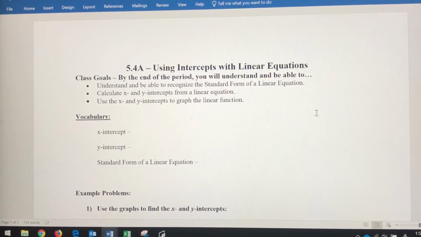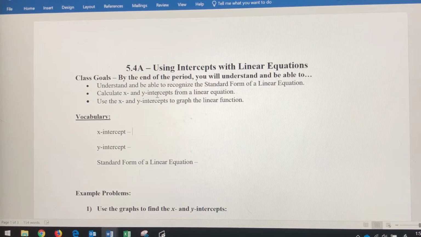So in this video, we're going to be going over using intercepts of linear equations. Usually we're going to use intercepts when we're in standard form. In a later video, I'm going to show you how to convert an equation into standard form, but for now, we're going to define what standard form of a linear equation is and then how we use it to find the intercepts.